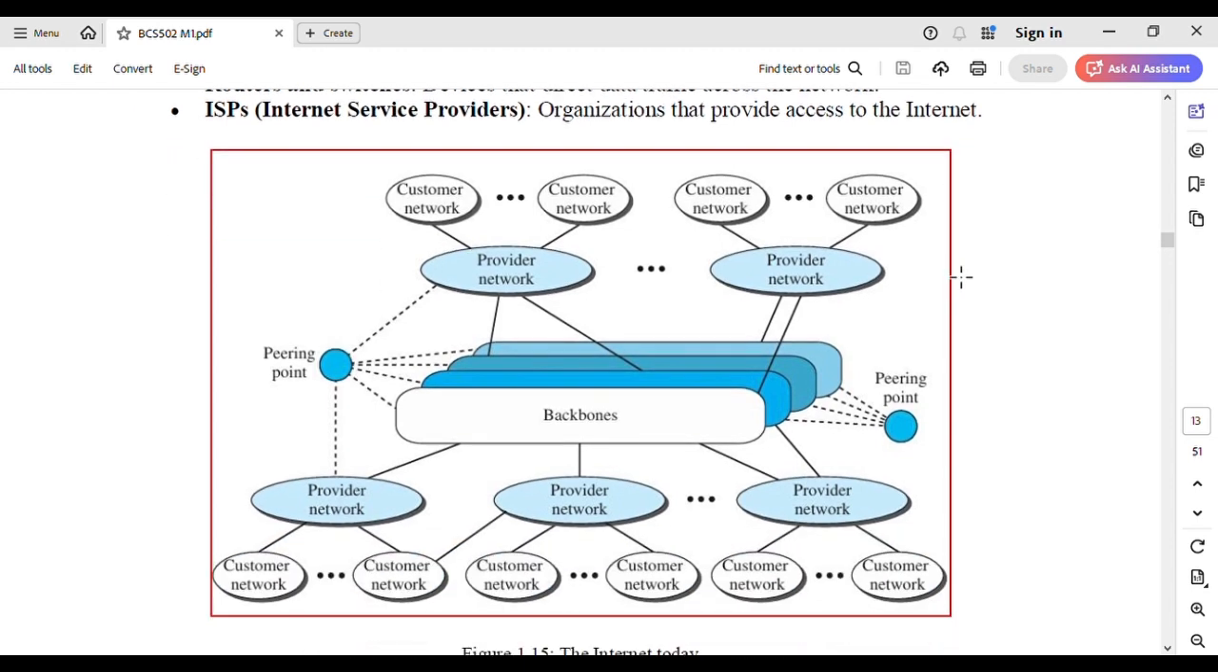If you look at this diagram, we can understand how the internet gets connected. In this, customer networks are present, provider networks and peer points are present, backbones, and we have a provider network as well as a customer network. Several provider networks as well as backbones get connected to provide the services for the internet.